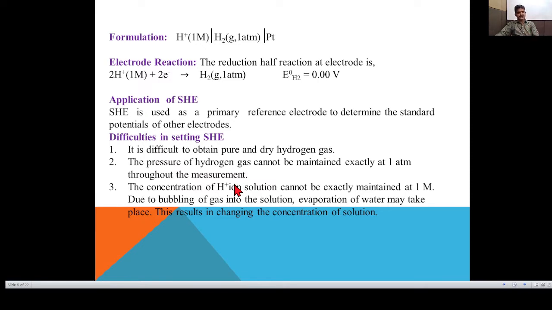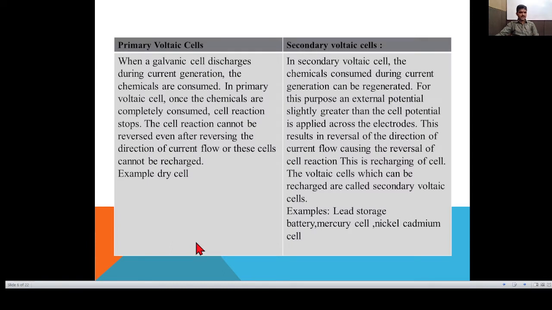It is difficult to maintain a 1 molar concentration of H+ ions due to the bubbling of gas into the solution. Evaporation of water may take place. This results in a change in the concentration of the solution. So there are three difficulties. It is difficult to get pure and dry hydrogen gas. The pressure of the hydrogen gas cannot be maintained at exactly 1 atmosphere. Most important, the 1 molar H+ ion concentration cannot be maintained, because bubbling of gas causes evaporation of water, and due to this evaporation the concentration will change.